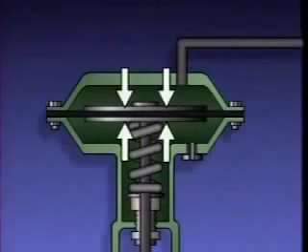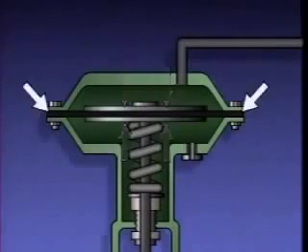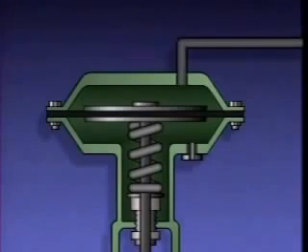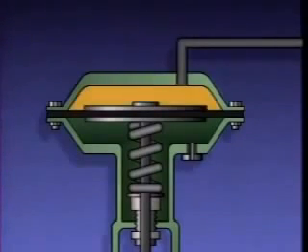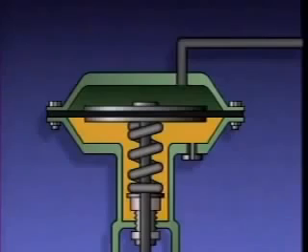The center of the diaphragm is supported by metal plates, and the outer edge is sandwiched between the rims of the upper and lower halves of the casing to form an airtight seal. This arrangement divides the casing into two chambers, an upper chamber and a lower chamber.